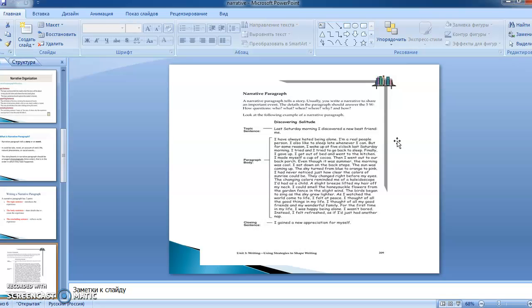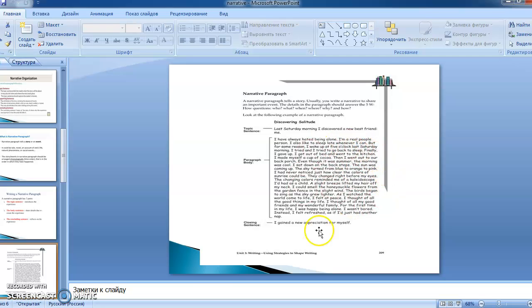It's about discovering solitude. The topic sentence is: last Saturday morning, I discovered a new best friend, me. This gives the exact time, where, and what happened. Next, you can see the body paragraphs. I have always hated being alone. I'm a real people person. I also like to sleep late whenever I can, and so on.